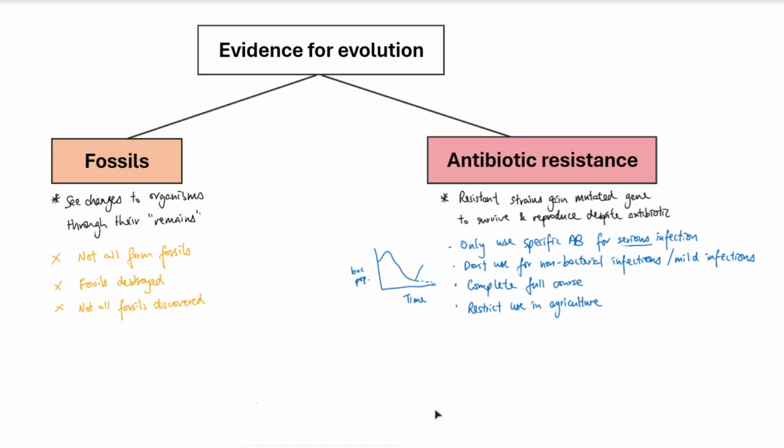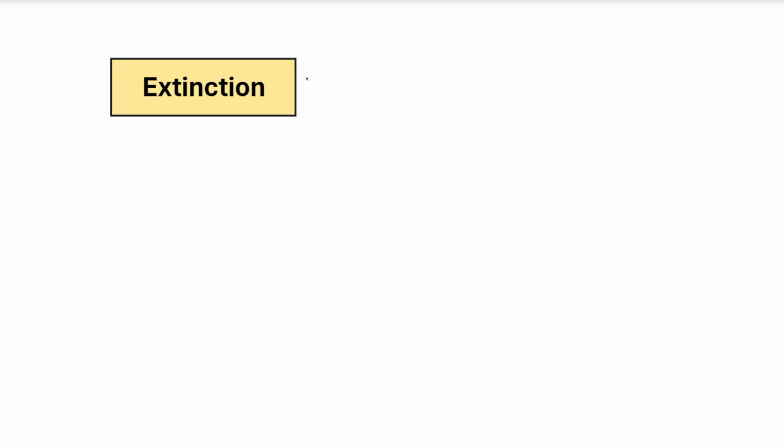So these are two pieces of evidence for evolution, and we looked at some of the reasons why, for example, fossils are not a complete record, so we need to evaluate the use of fossils, and in terms of antibiotic resistance, how we might consider our use of it in everyday life. Another aspect of this topic you need to know about is extinction. The concept of extinction is that all members of a species are dead. There is none of the species left behind.